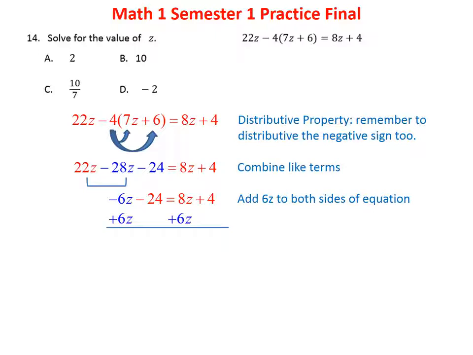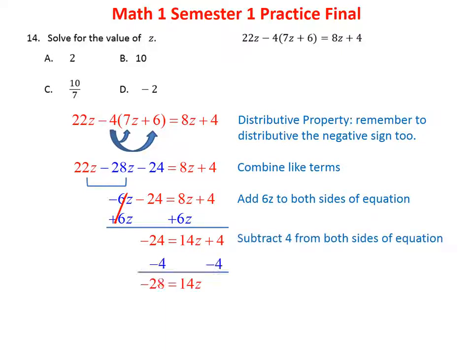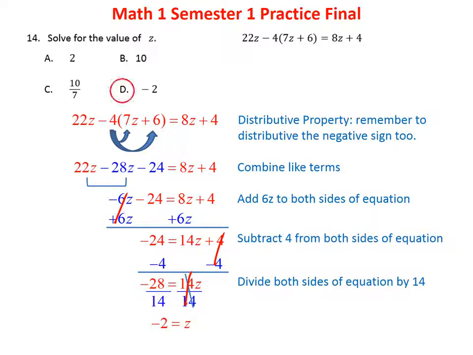I'm going to add 6z to both sides. This goes away to 0, and we end up with minus 24 equals 8 plus 6, which is 14z plus 4. Now we have a two-step equation. Our first step is to undo the addition, so we subtract 4 from both sides. That gets rid of this, and now we have minus 28 equals 14z. We undo multiplying by 14 by dividing by 14. That causes this to become 1z, and we end up with z equals negative 2, and that answer is D.